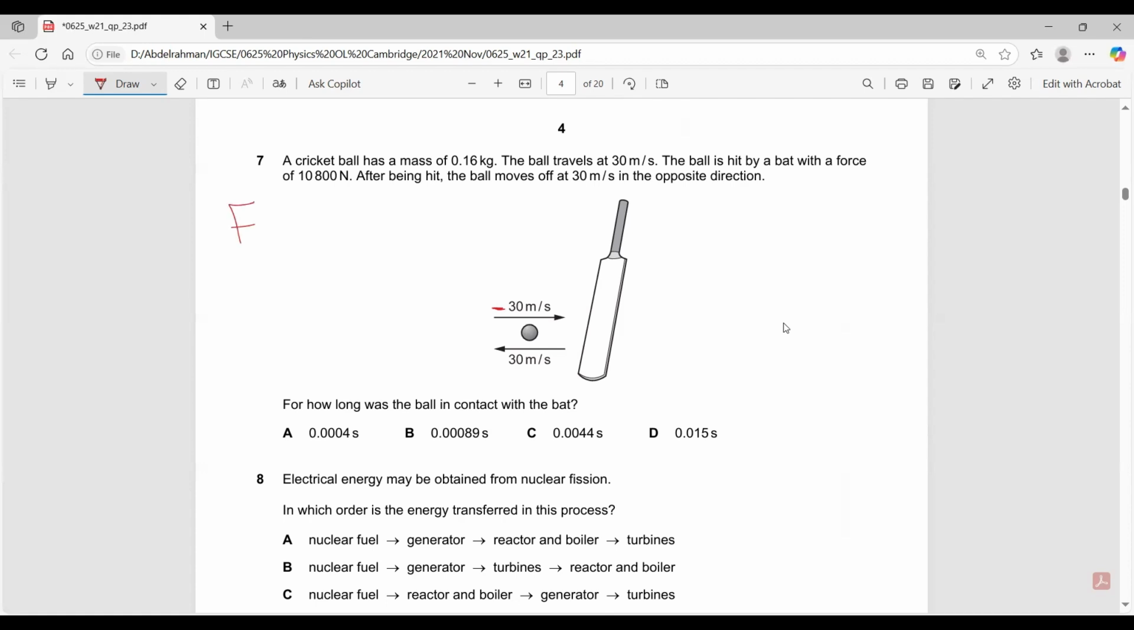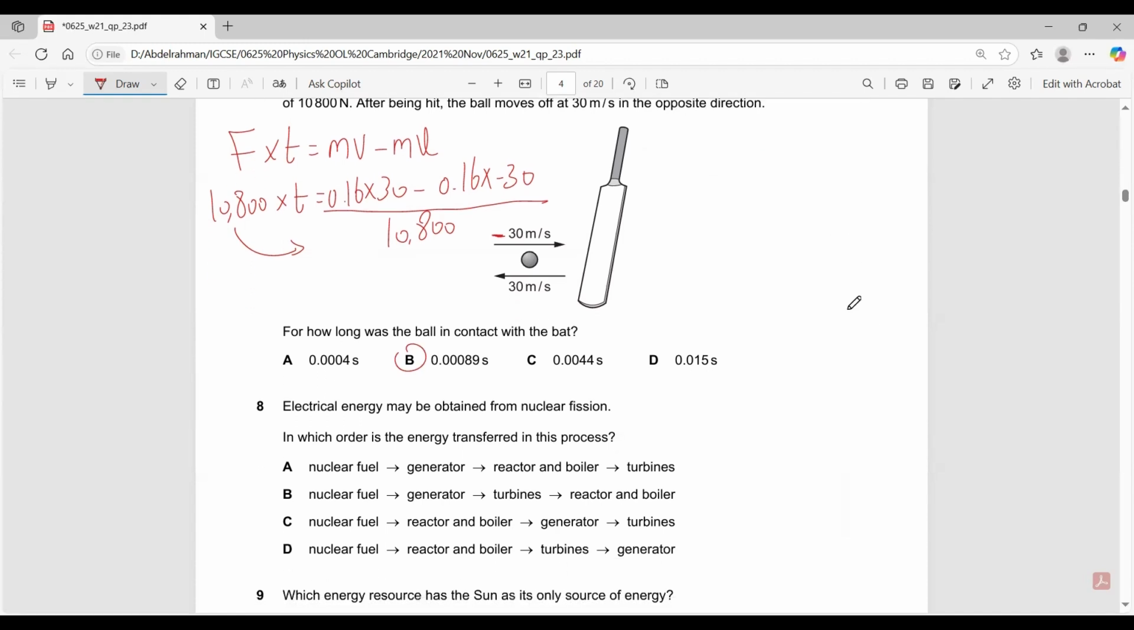I'll solve for the impulse. Force times time equals mv minus mu. The force is 10,800 times the time, which is equal to 0.16 times 30 minus 0.16 times negative 30. Can I solve for time? Yes, I can solve for the time, divided by 10,800, giving you a very, very small time, 0.00089 seconds.